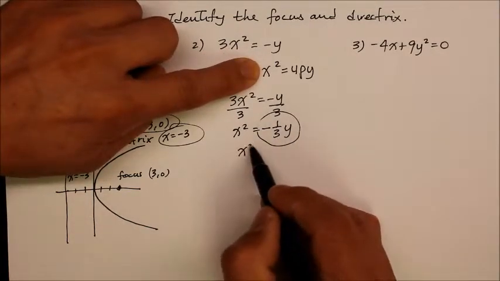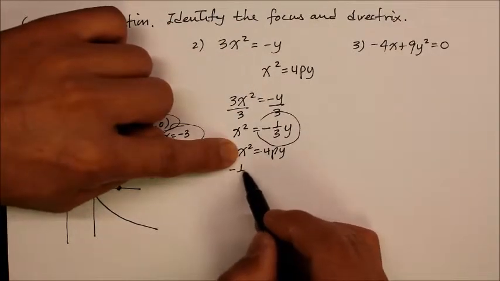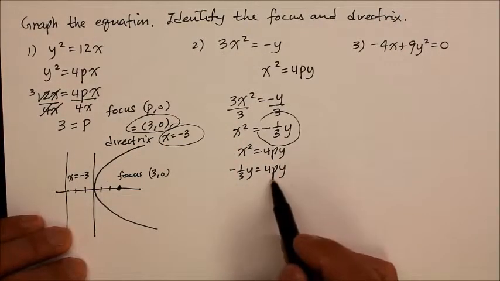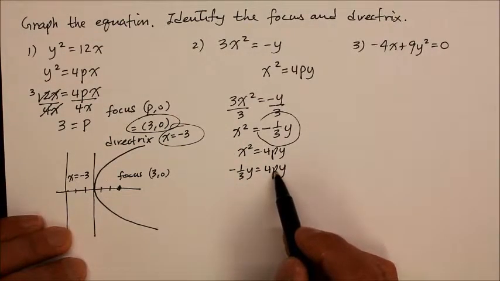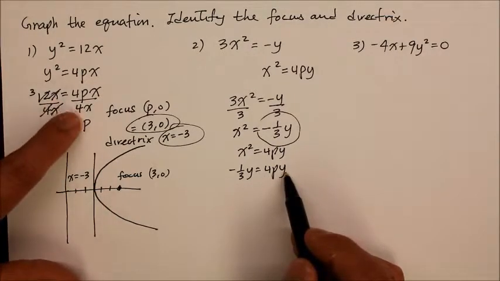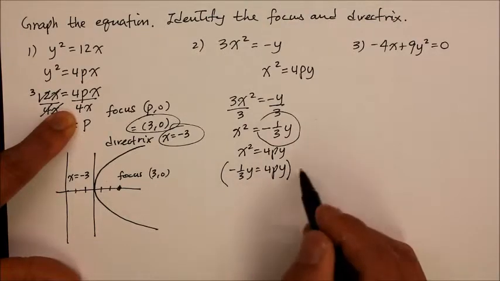x squared is equal to 4py. And we put that in here. Negative 1/3 y is equal to 4py. Now I want to solve for p. How do you get rid of the 4 and y? Well, I could divide by 4 and y just like before, but we have a fraction over here already, so let's take the reciprocal instead.